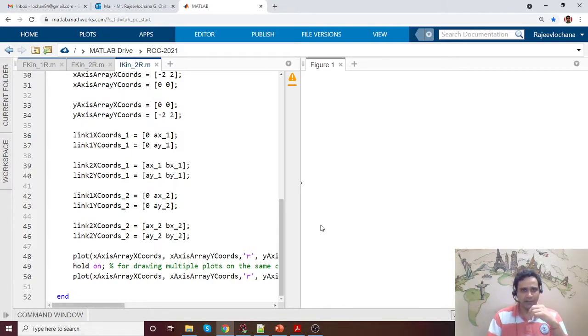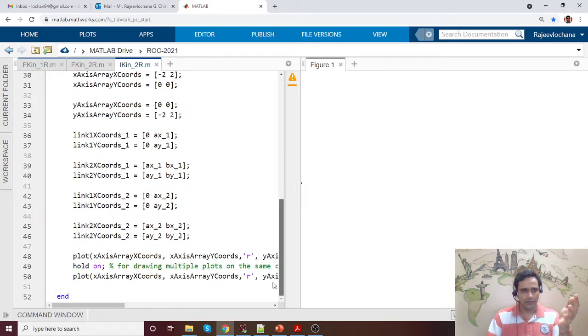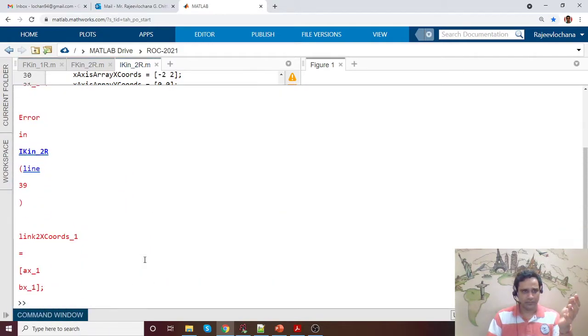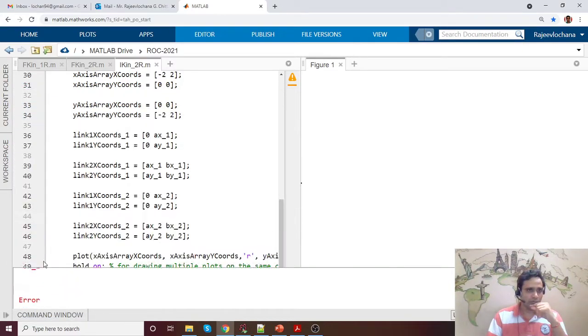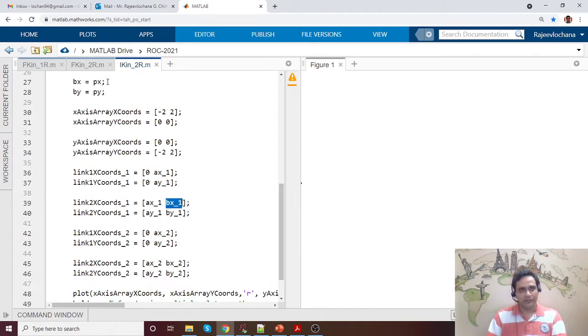Okay, it may take a while because we are using the web version, but typically if you use a desktop version it will be much faster. Immediately it will show up because there is not much expression here. Okay, apparently there is some error here now. bx underscore 1. Okay, good. So there is no concept of bx underscore 1, by underscore 1. It's my bad. I could have directly used bx or px also for that matter.